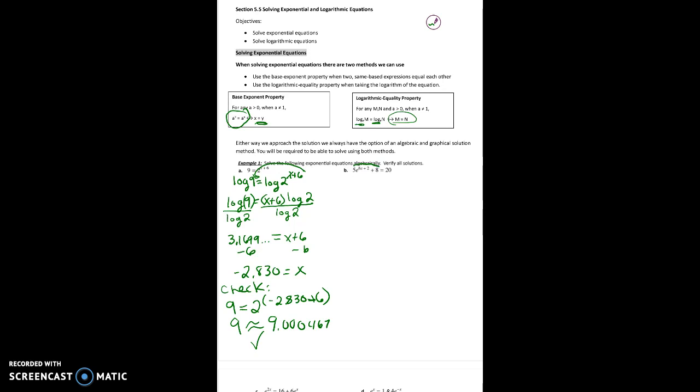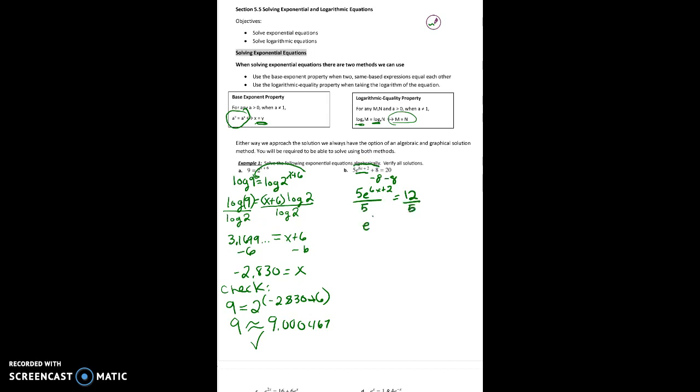Now, if we look at this other problem, in B, we have 5 times e raised to the 6x plus 2, then below it plus 8. So what we want to do is get the e raised to a power all by itself before we start doing anything fancy. So I want to get rid of the plus 8 and then divide by 5. So the first thing I'm going to do is subtract 8. So I have 5e to the 6x plus 2 equals 12. Now I'm going to divide by 5.